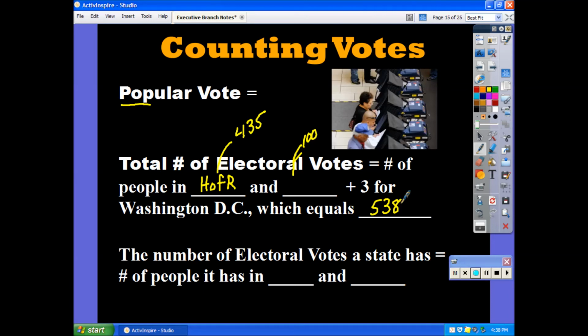Now, that's the total number of electoral votes for the entire country. The number of electoral votes for a state, however, is the number of people that it has in the House of Representatives and, of course, its 2 senators. So in California, for instance, there are 53 people in the House of Representatives, plus the 2 senators, for a total of 55 electoral votes.